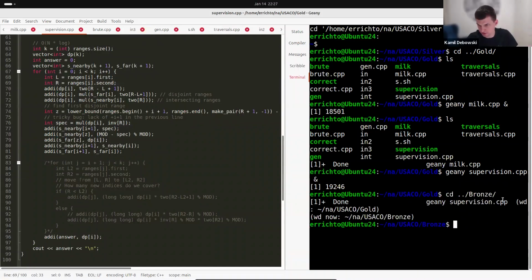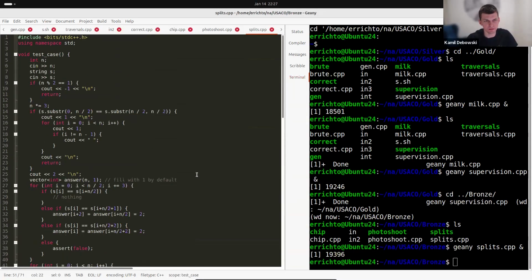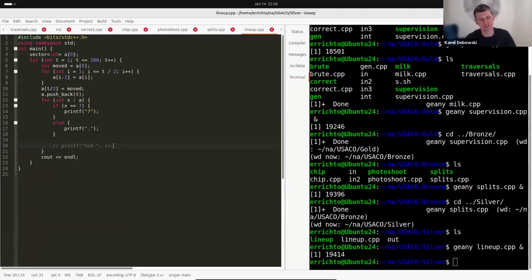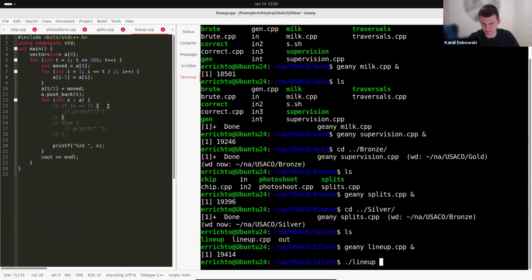This was bronze, and it was, what was the name? No, so maybe that was in silver. Yes, sorry. Sorry that I told you that you couldn't solve bronze problem. It was silver problem. Yeah, we can run this and output some number of lines.